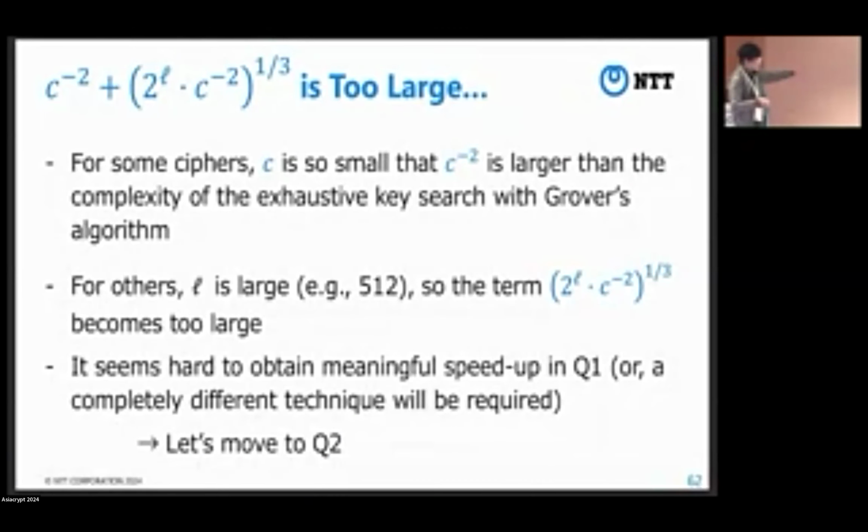But here we have some problem. The problem is that the complexity is very large. For some ciphers, the correlation is very small, so the first term is larger than the complexity of the exhaustive key search. For other ciphers, the parameter L is very large, and so the second term becomes too large. So it seems very hard to obtain a meaningful speedup in this Q1 setting. And so I would like to move to another setting, Q2.